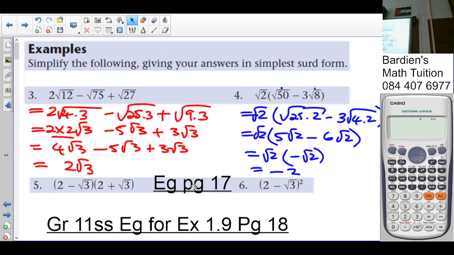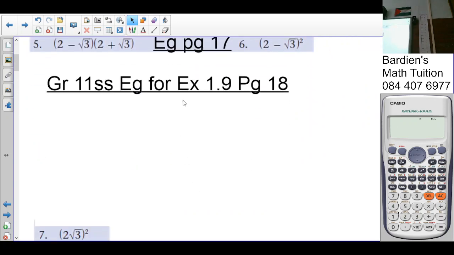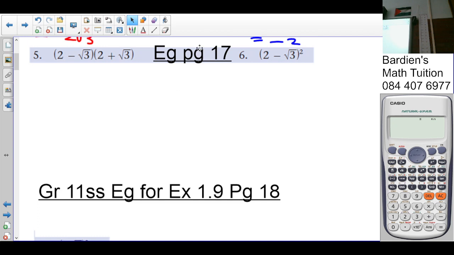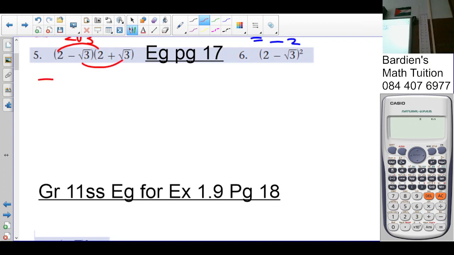Let's carry on. Question 5. Again, we're going to multiply the first and the last. That's the conjugate pair. So 2 times 2 is 4. Positive times negative is negative. Root 3 times root 3 is root 9, which is 3. 4 minus 3 is 1.